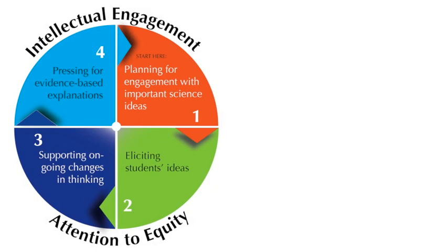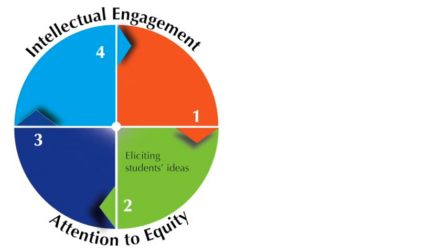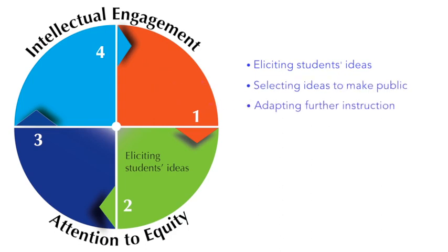In this video, we'll see the second and third practices that make up the larger instructional activity we refer to as eliciting students' ideas. The second practice is selecting which of the students' ideas, past experiences, or puzzlements to make part of a public record. After the lesson is over, the teacher does a quick assessment of how the students talked about the anchoring event and uses that information to adapt further instruction.